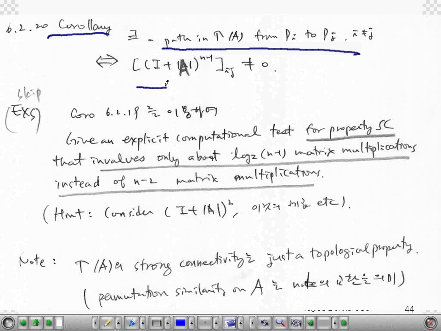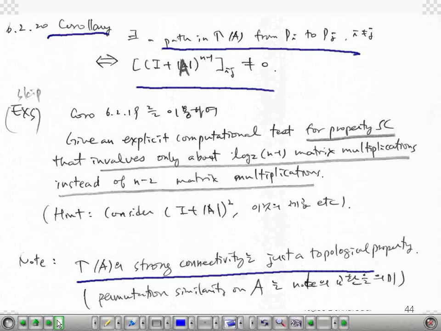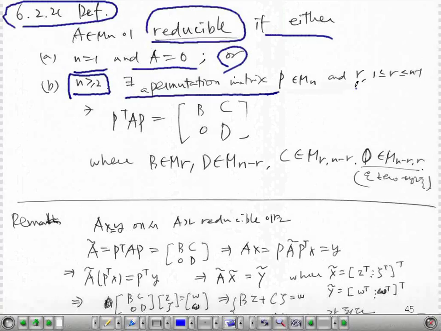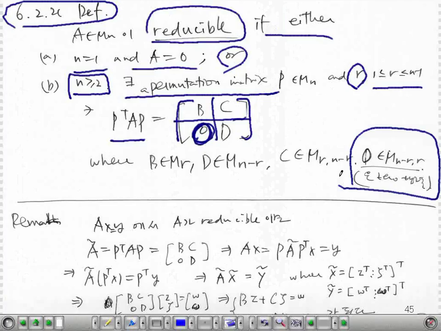Okay, there are some corollaries, hypotheses, and other observations. Here is the definition of irreducibility, 6.2.21. If n is equal to 1 and A is equal to 0, or if n is greater than or equal to 2, then there is a permutation matrix P and a positive integer R such that P transpose A P is like this, with a zero block matrix of size n minus R by R, for some R. In the previous proof, we had S and n minus S. If there is a permutation matrix P that makes this block all zeros, then we call it reducible. If it's not, we call it irreducible.